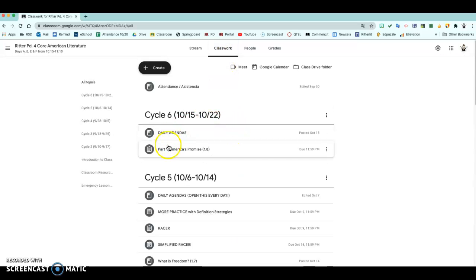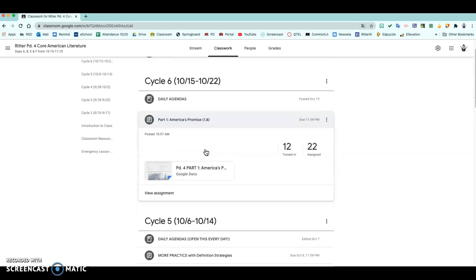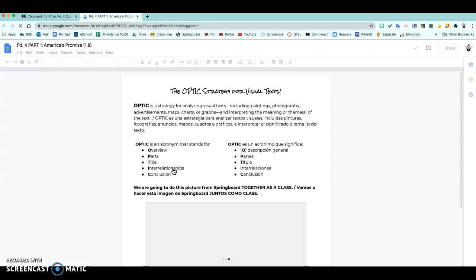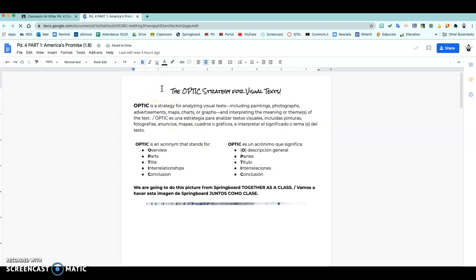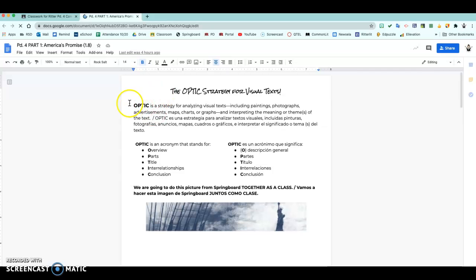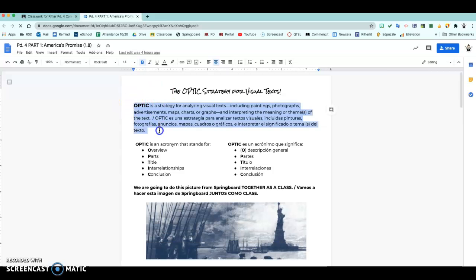Hello, this is a recap of what we did in class today. If you look in your classwork tab in Google Classroom, you'll see an assignment called Part 1, America's Promise 1.8. When you open that up, there is a document for you with your name in front of it, and it explains the OPTIC strategy for visual text.